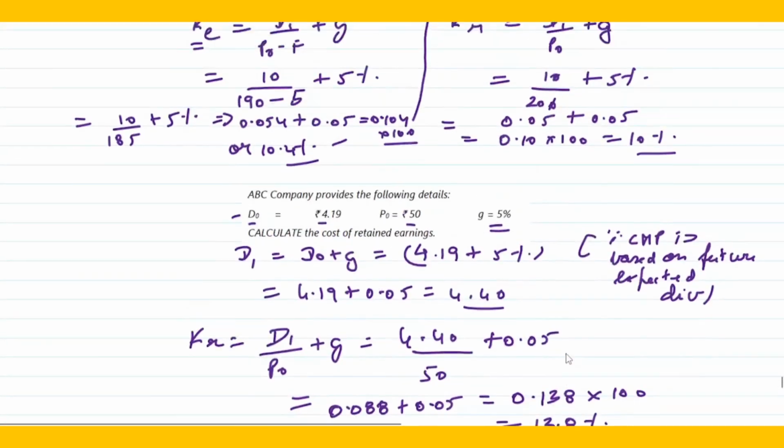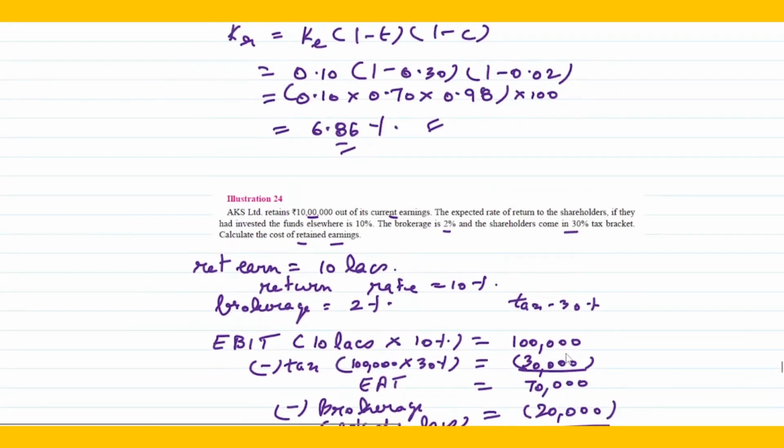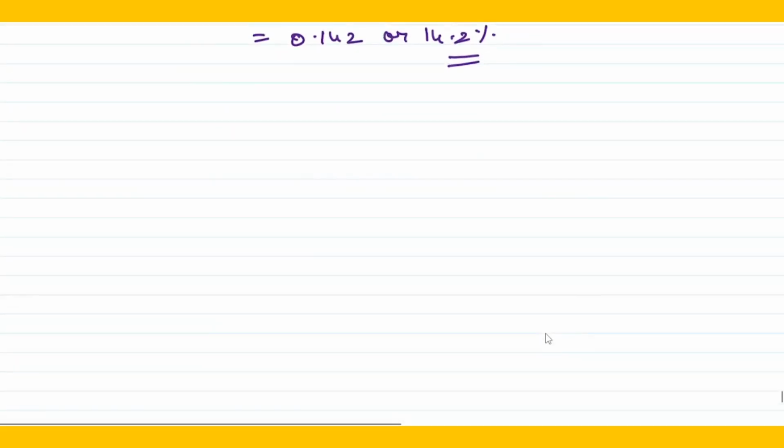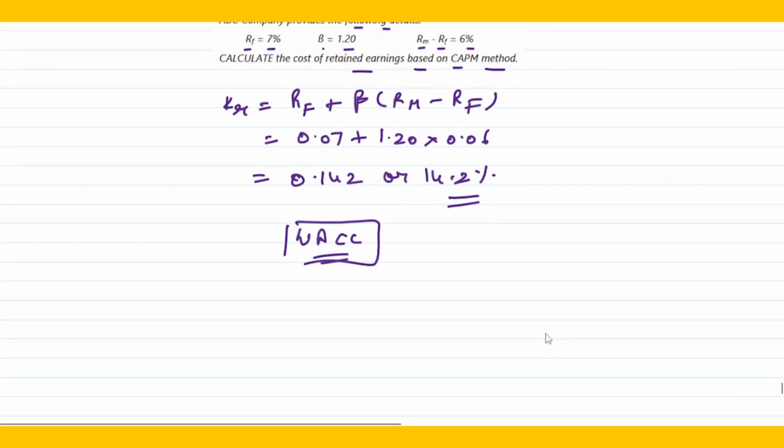In the next video we would be looking at something called WACC, that is weighted average cost of capital. And with that we will be finishing the cost of capital chapter as a whole.